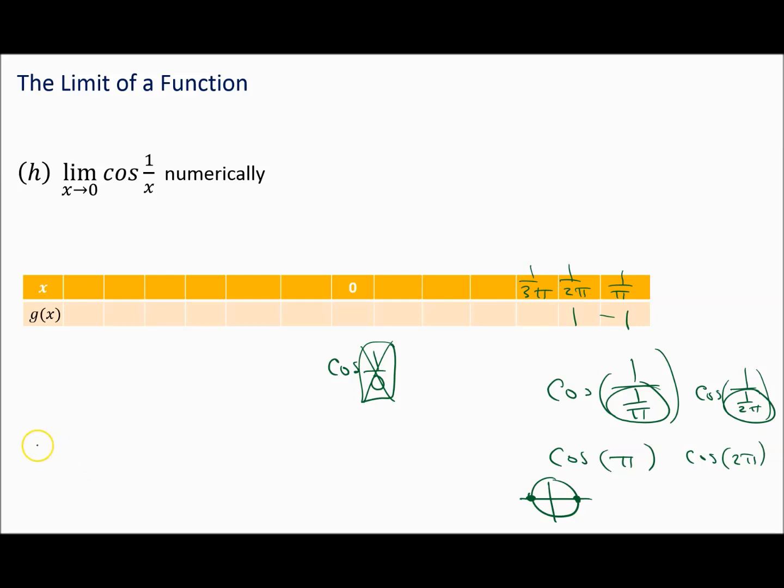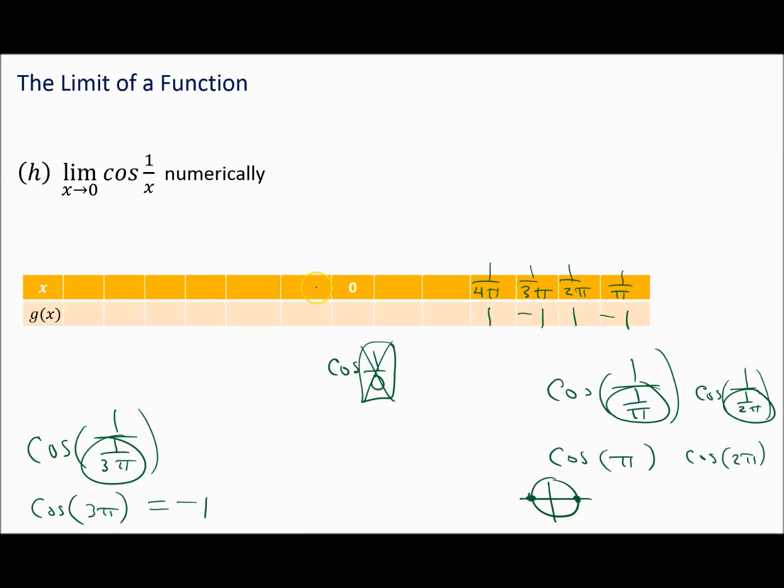So then we would calculate the cosine of 1 over 3 pi. Got to flip, so that's the same as saying the cosine of 3 pi. What's the cosine of 3 pi? It's the same thing as the cosine of pi, which is -1. And then you calculate 1 over 4 pi, because we're getting closer and closer to 0. You know what that's going to be? 1. And it's going to alternate like that.